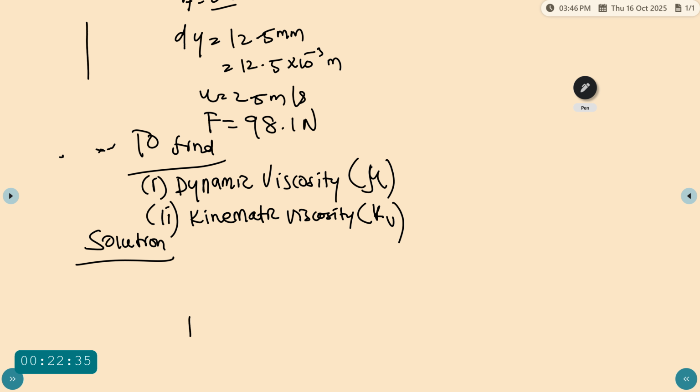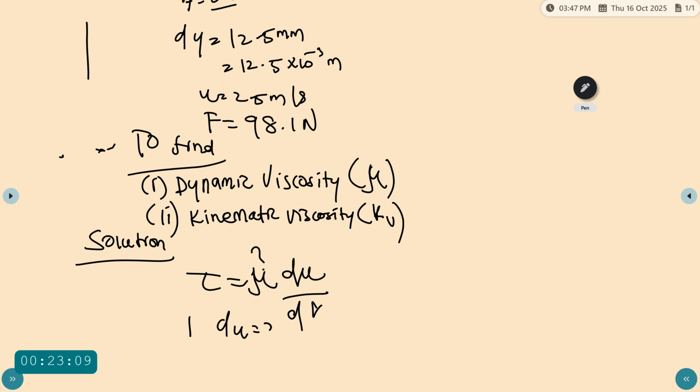What are the given data in this problem? Area given, distance given, velocity given. So we have to apply Newton's law of viscosity. According to Newton's law of viscosity, shear stress is directly proportional to the velocity gradient, du by dy. You have to apply it. So mu is to be found. They didn't give any velocity change.